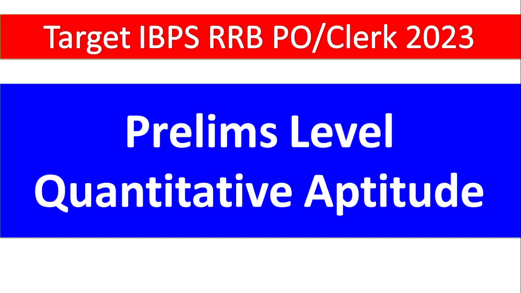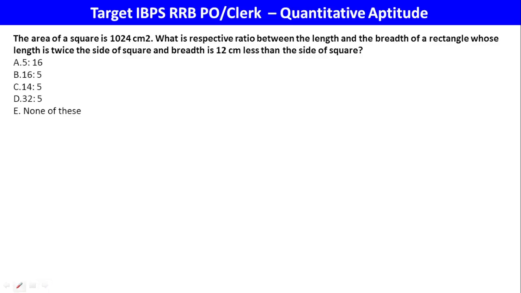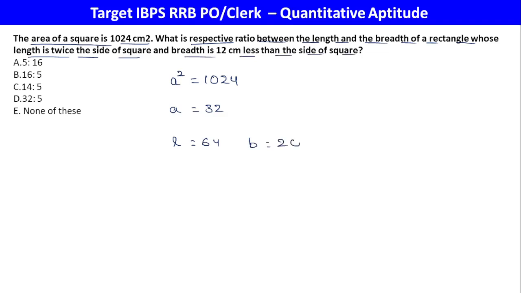Yes, let's talk about the questions. Here is the first question. The area of a square is 1024, and 1024 is a square of 32. Then what is the respective ratio between length and breadth of a rectangle whose length is twice that of the side of the square? Length is 64, breadth is 12 centimeters less than the side, so breadth is 20. Then the ratio between length and breadth is 64:20.